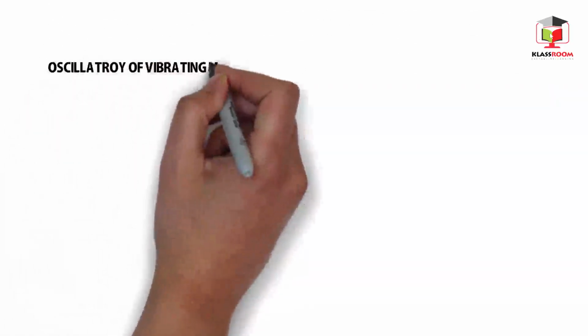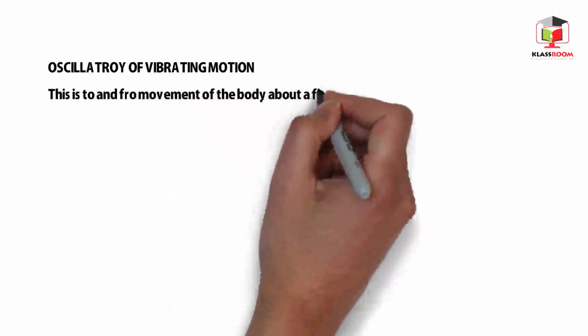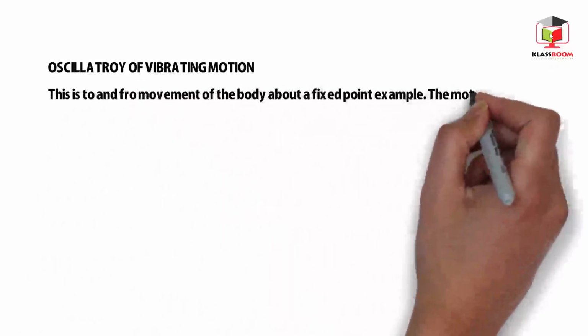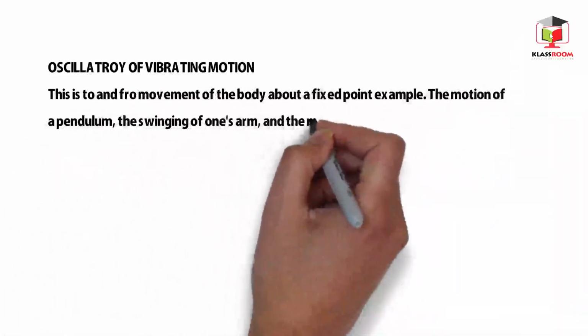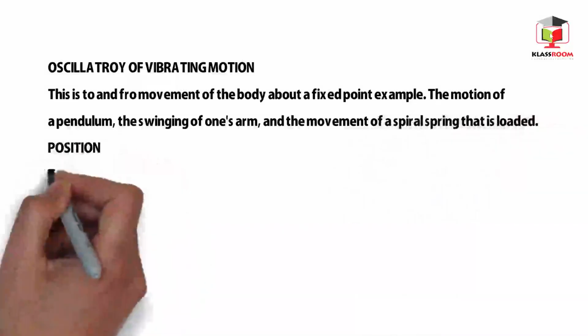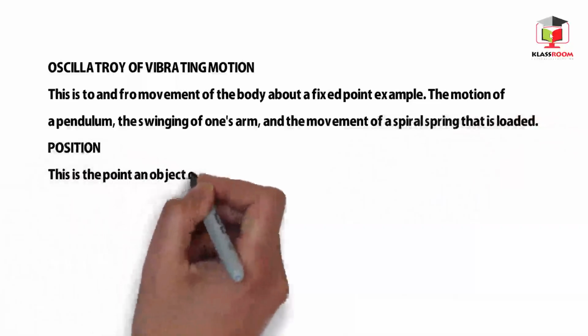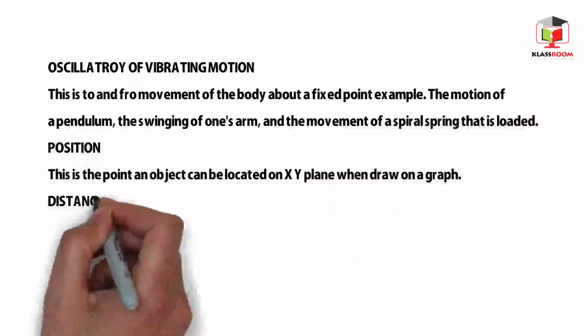3. Oscillatory or vibratory motion. This is the to and fro movement of a body about a fixed point. Example: the motion of a pendulum, the swinging of one's arm, and the movement of a spiral spring that is loaded. Position. This is the point where an object can be located on an XY plane when drawn on a graph.